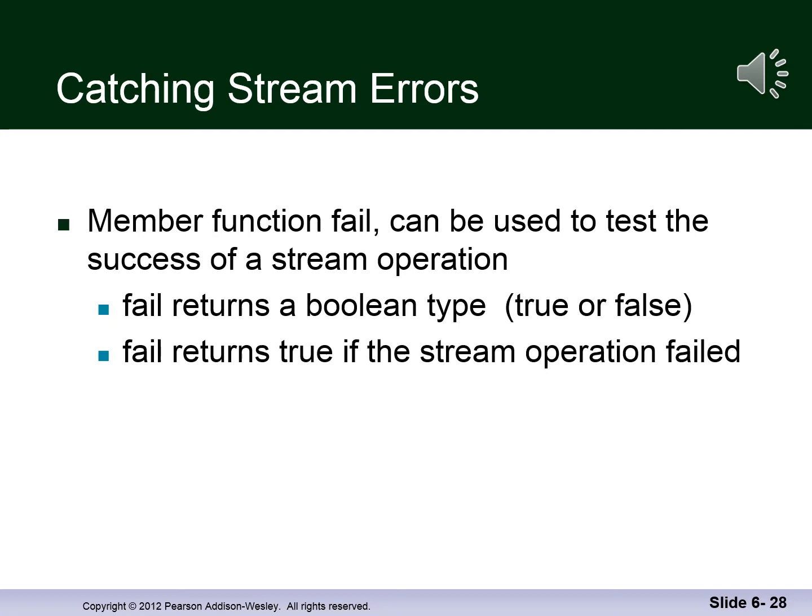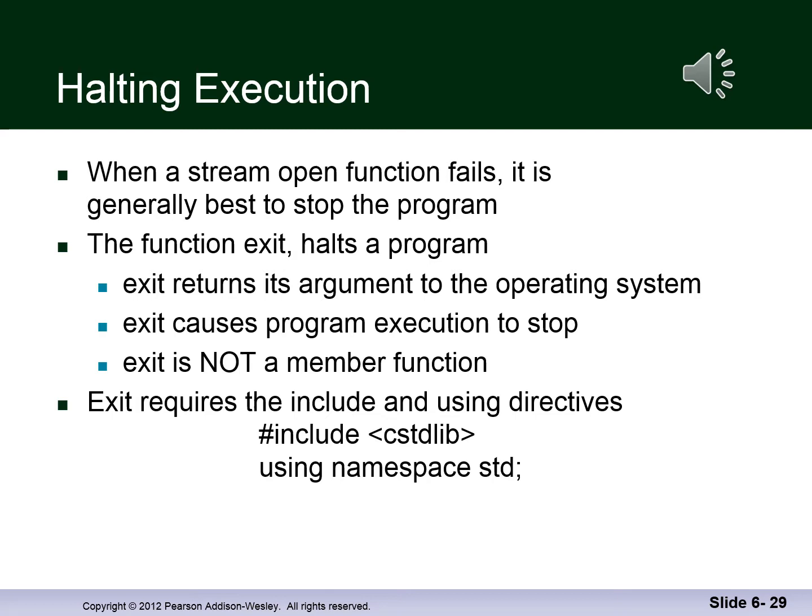When opening a file stream fails, it's advisable to stop the program. So we have the function exit, which halts the program. Exit returns its argument to the operating system and causes the program to stop executing. Exit is not a member function. Exit requires the include and using directives, cstdlib and namespace std.